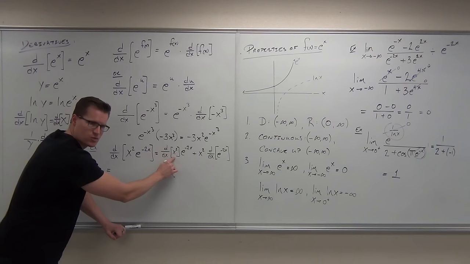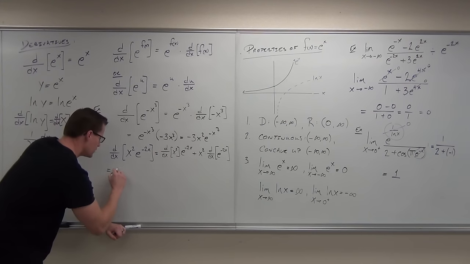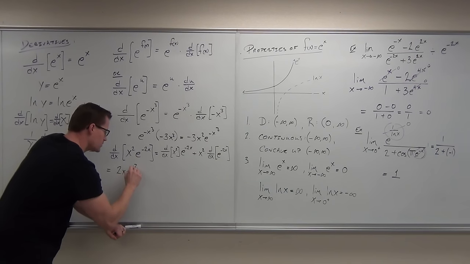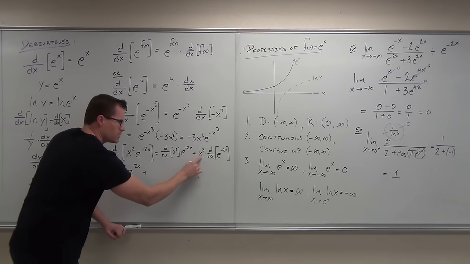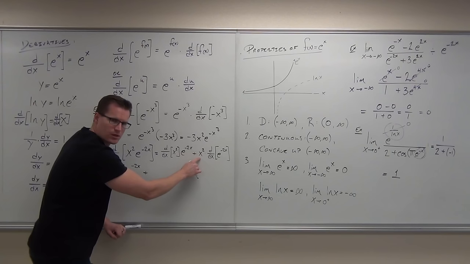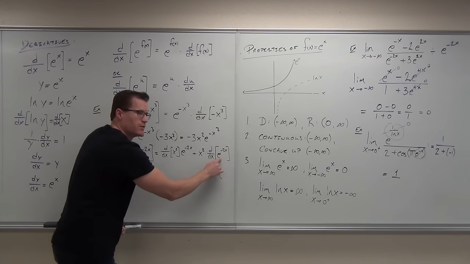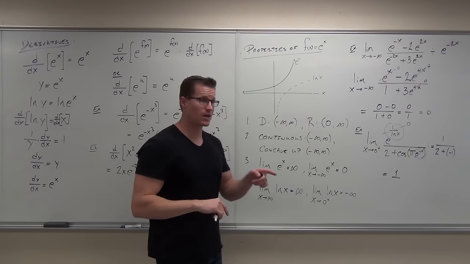Derivative of x², what is that? 2x. So we get 2x. Do we change this one right now? E to the -2x. Perfect. Plus. Do we do a derivative of this one? No, this is just x². Can you do a derivative of e to the -2x? Let's see if you got it right.